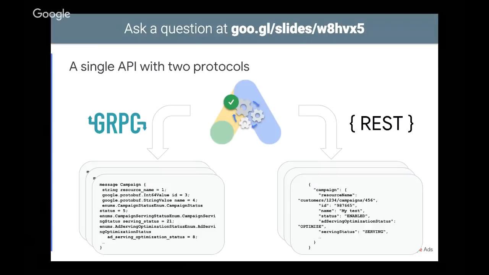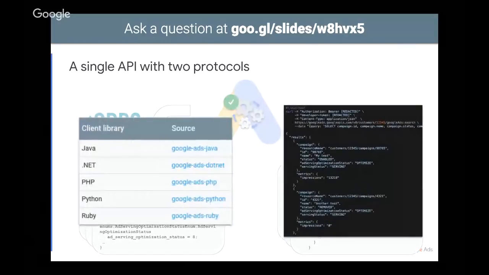Okay, so a single API with two protocols. This is what I was getting at. We have a single Google Ads API backend service that's exposed in two different ways. We have gRPC, which is Google's high-performance protocol buffers over HTTP2, and you get that when you use our client libraries. Or if you don't want to use our client libraries, or for whatever reason you want to use a RESTful approach, you can do that as well. So you have two choices of how you interact with this API. We strongly recommend using our client libraries if you can. We have Java, .NET, PHP, Python, and Ruby released now. We're looking into expanding this in the future, so this is definitely not set in stone. There definitely could be further client library languages in the future.